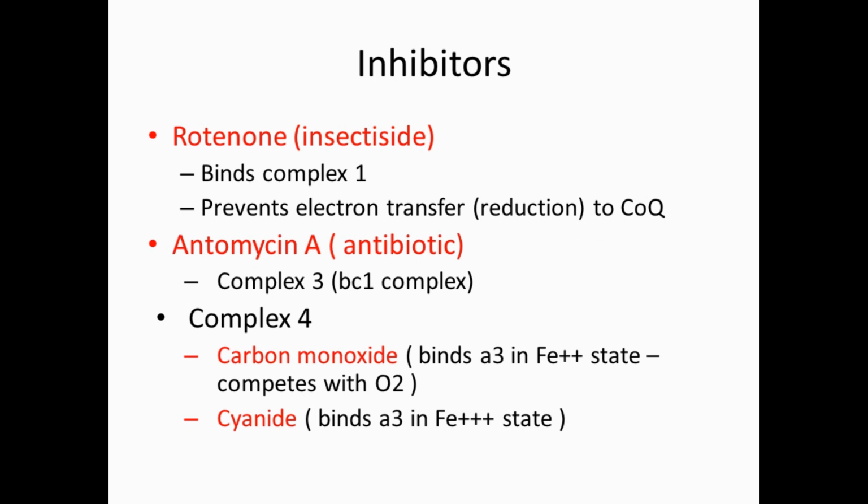So inhibitors are rotenone, which is an insecticide, which binds with complex 1 and prevents electron transfer to coenzyme Q. Antimycin A, which is an antibiotic, will bind to complex 3 or the BC1 complex, and therefore it will stop the electron transfer. In complex 4 there are two molecules: carbon monoxide, which binds with A3 in the Fe2+ state and competes with O2, and cyanide, which will bind with A3 in the Fe3+ state and stop the electron transport.